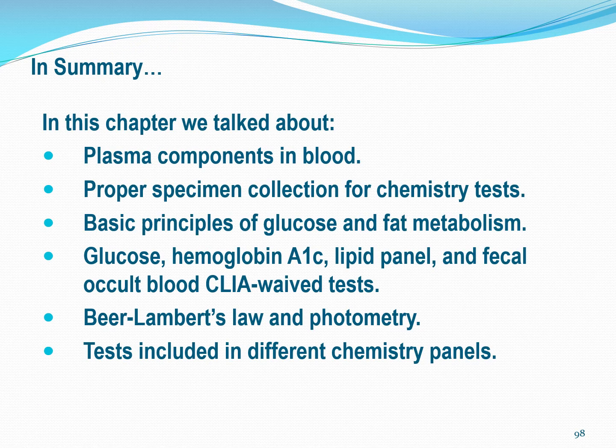Okay, so this finishes up chapter 6. In this chapter, we talked about the plasma components in the blood, right? That makeup, that flow chart, the proper specimen collection for chemistry tests versus a reference lab to a physician's office lab. We talked about the basic principles of glucose and fat metabolism. We talked about glucose, hemoglobin A1Cs, our lipid panel, our fecal occult blood, and CLIA waived testing. We talked about Beer-Lambert's law and photometry, and we talked about tests included in different chemistry panels.